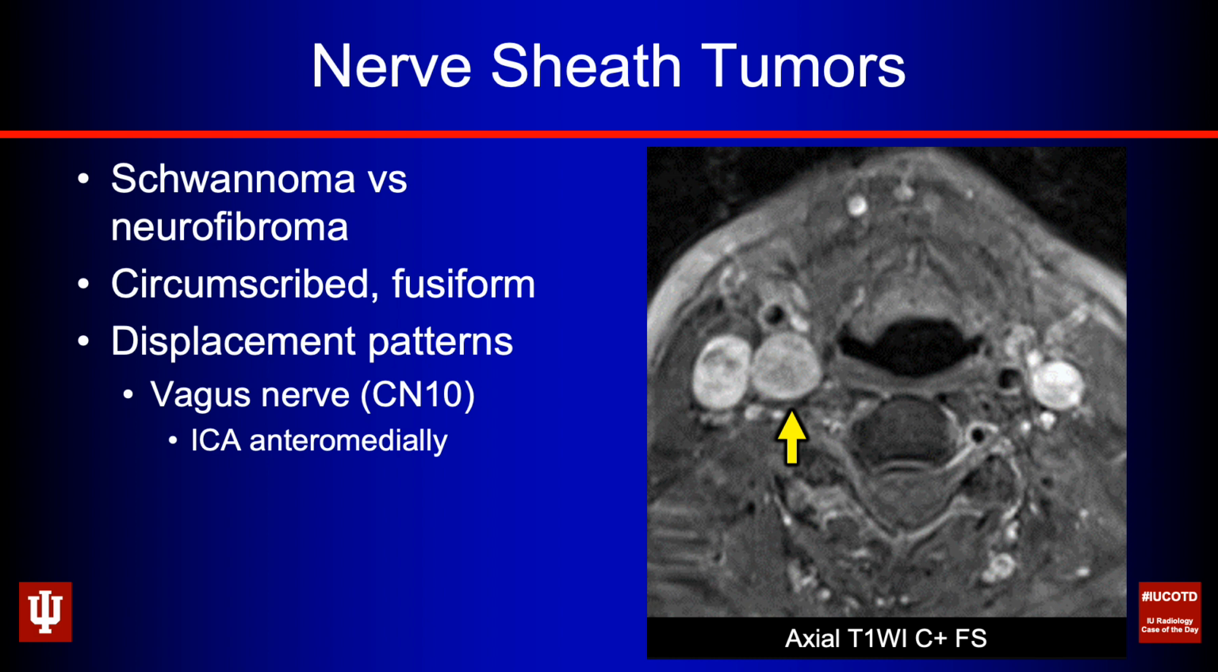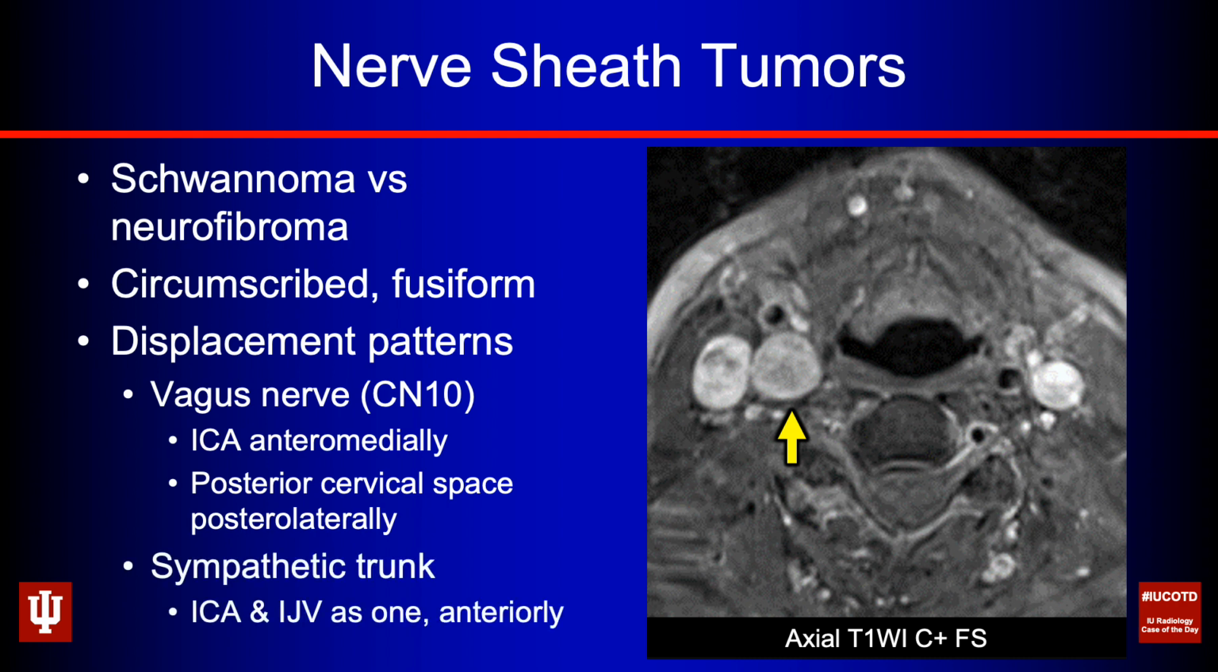There is a lot written about and talked about with displacement patterns that can help you to predict the nerve of origin. So if you're dealing with a vagus nerve schwannoma or neurofibroma, it's thought to push the internal carotid artery anteromedially and push the posterior cervical space posterolaterally. That's in contradistinction to a sympathetic trunk schwannoma or neurofibroma that tend to push the ICA and IJV together as one, like this case is showing.